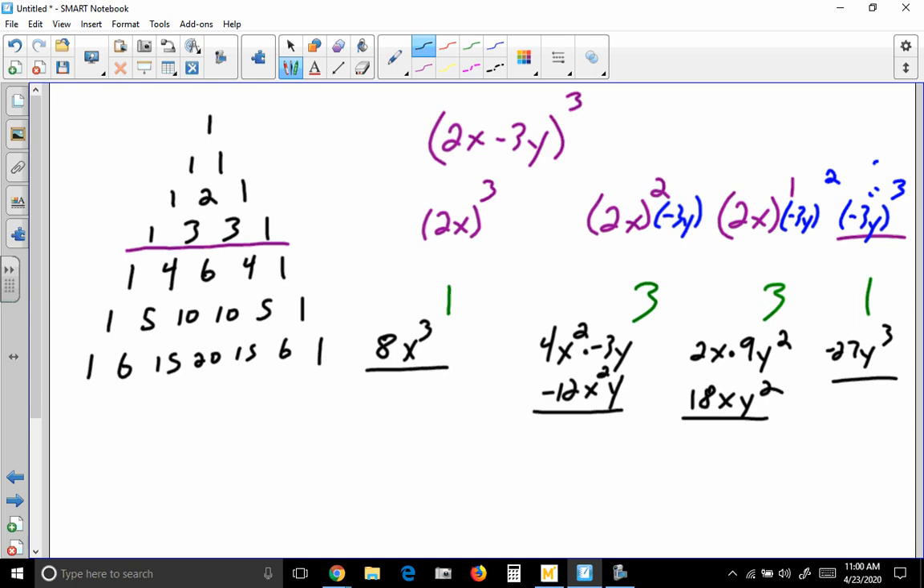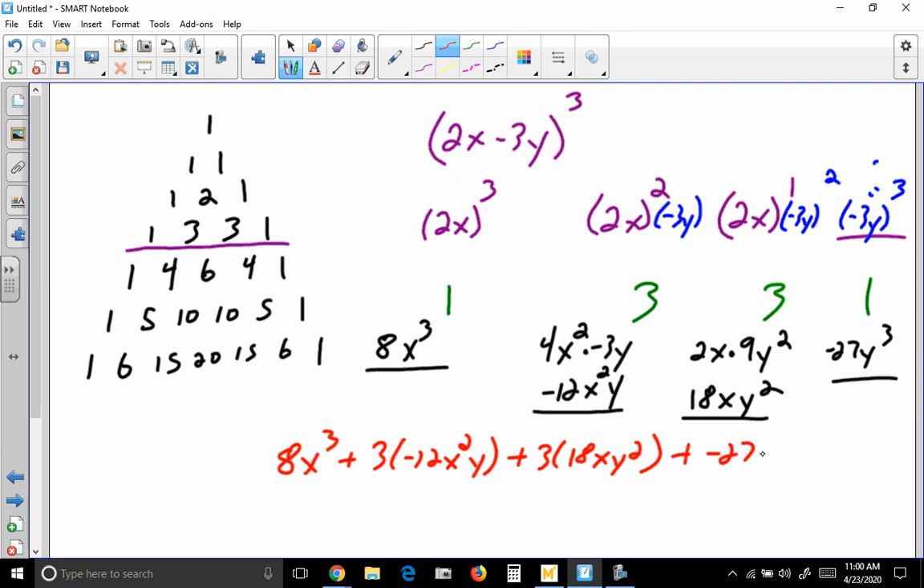So when we multiply it out, distribute it, we would have 1 8x to the third term. We would have negative 12x squared y 3 different times. We would have 18xy squared 3 different times. And we would have negative 27y cubed 1 time. So if we simplify that, that's 1 8x cubed. That's 3 negative 12x squared y's. That's 3 18xy squareds. And that's 1 negative 27y cubed.